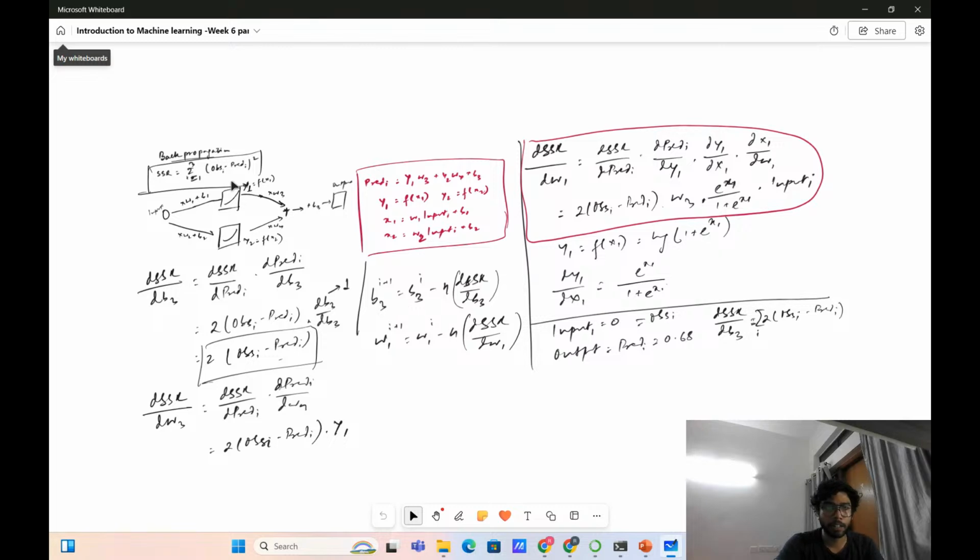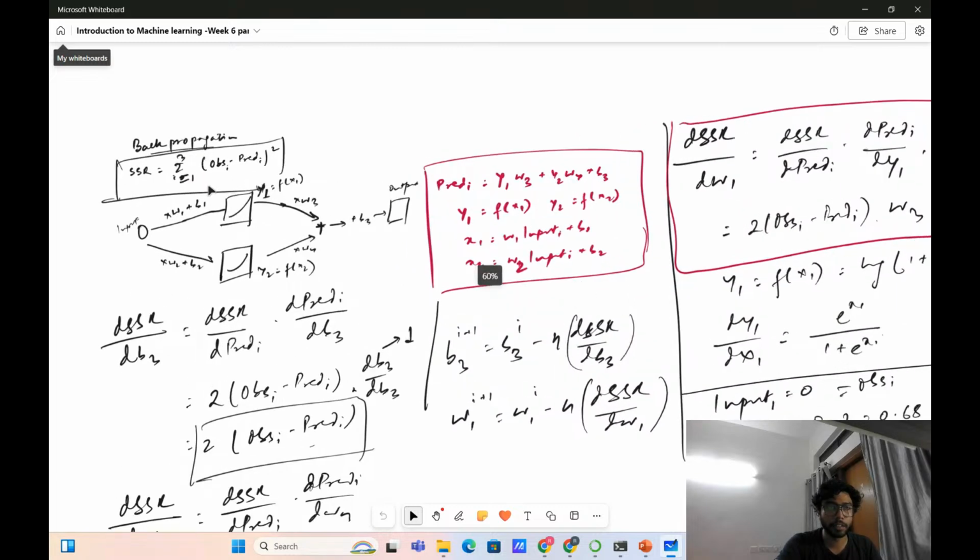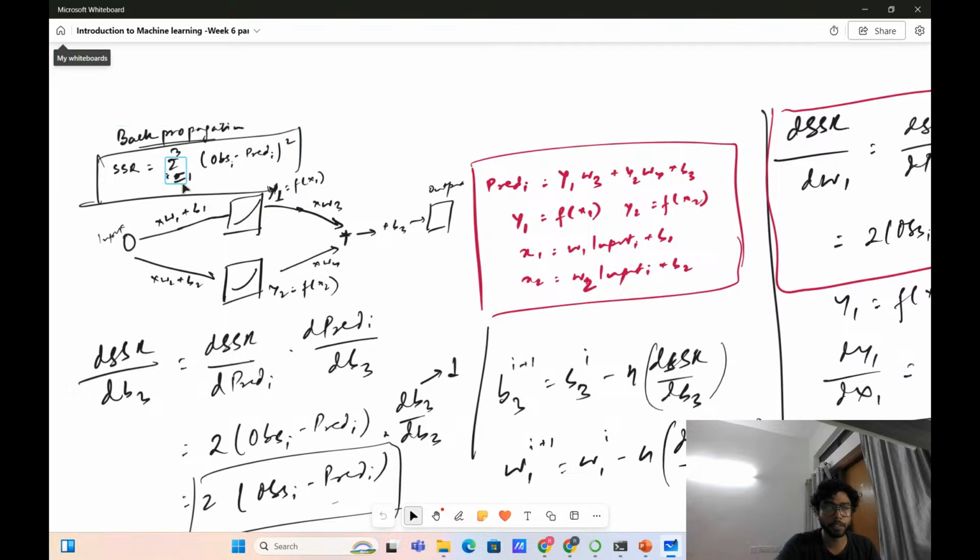As I said, your SSR is basically this thing, sum over all the inputs. In this case, you have three inputs, sum over i equals 1, 2, 3, observed minus predicted, whole square, right? That's simply the least square error. Now, if you remember the forward propagation algorithm, you multiply the input with W1 and then add B1, right? So let's assume we store it in some variable x1. So x1 equals w1 times input i plus b1, and then you pass x1 through a function to get y1. So y1 equals a function of x1, whatever function, in this case softplus.